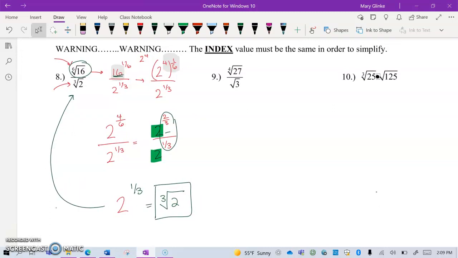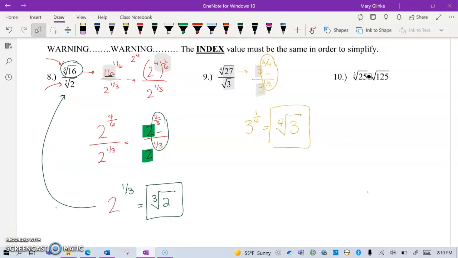So number 9 is going to be somewhat similar to that. 27 is 3 to the 3rd power. And the 4th root means it's 3 to the 3/4 power. The denominator would be 3 to the 1/2 power. So where we originally could not divide because it's not the same index, now I've made them have the same base. So my base is 3, and I'm going to do 3/4 minus 1/2 and get 1/4. This is equivalent to the 4th root of 3. So I'm going back into radical form to answer that question.